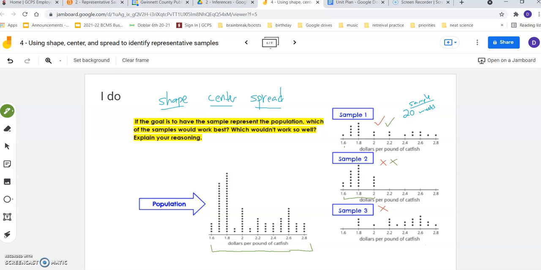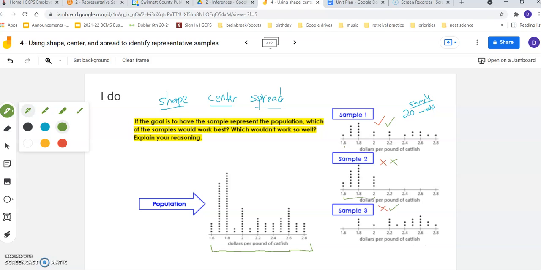Sample 3, the spread is pretty good. We don't have any $1.60s, but there weren't really many $1.60s in the population, so that's likely to happen. And we go from $1.80 to $2.80. That's pretty close in terms of spread. I like that one. Last but not least is center.